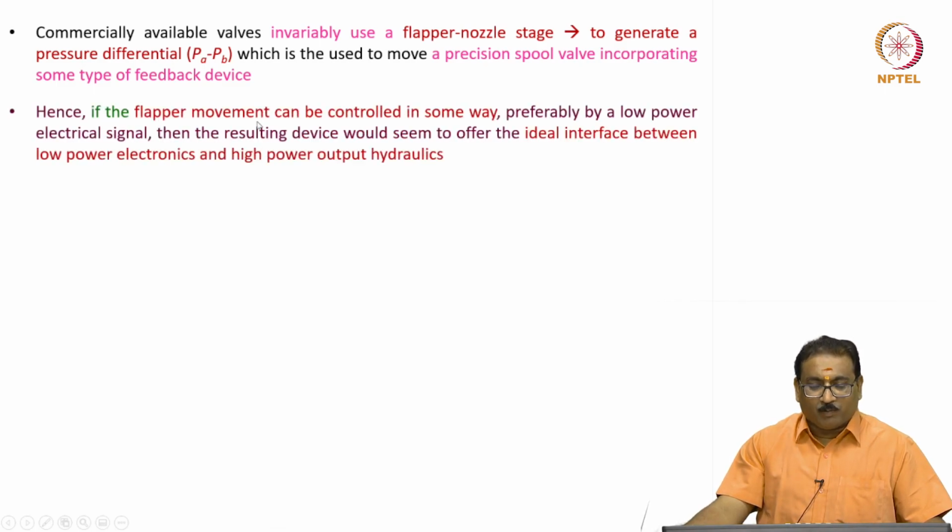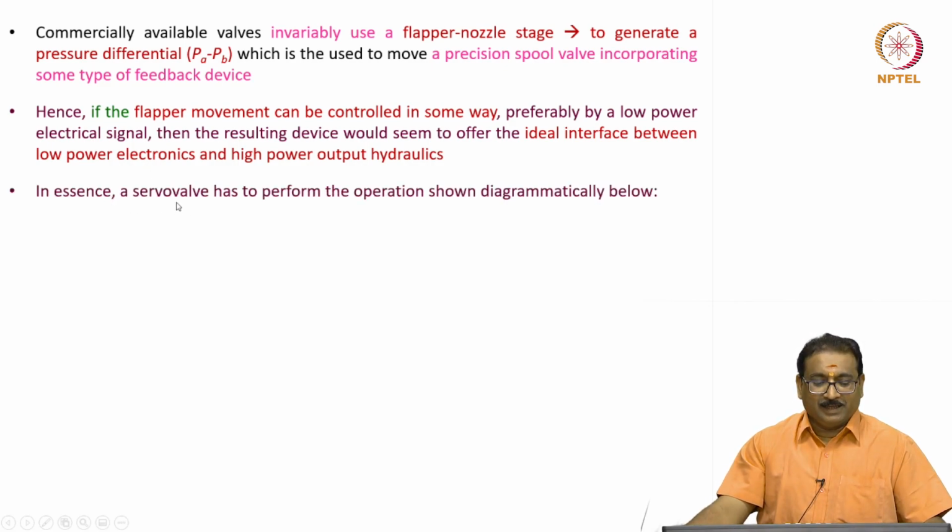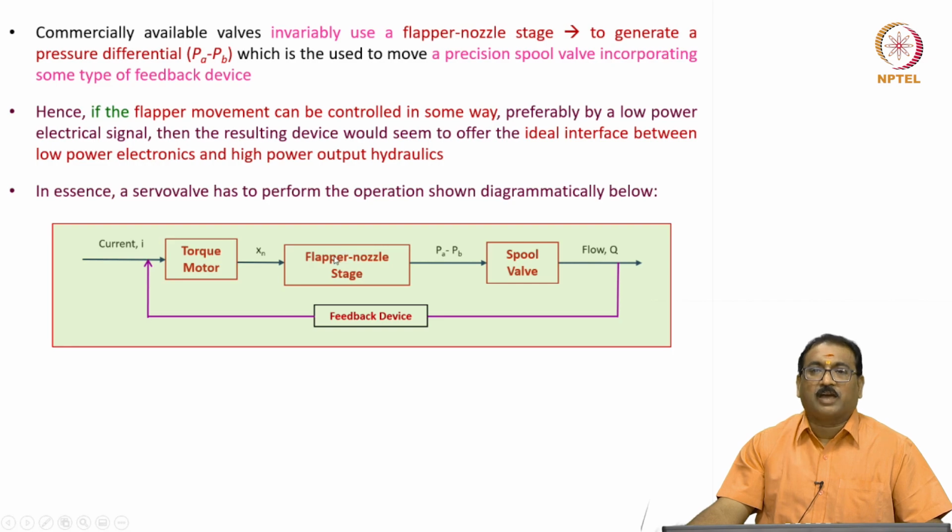Hence, if the Clapper movement can be controlled in some way, preferably by a low power electrical signal, then the resulting device would seem to offer the ideal interface between the low power electronics and high power output hydraulics. In essence, a servo valve has to perform the operation shown diagrammatically. Here you will see the Clapper nozzle stage I have used. It may also be the jet pipe type.